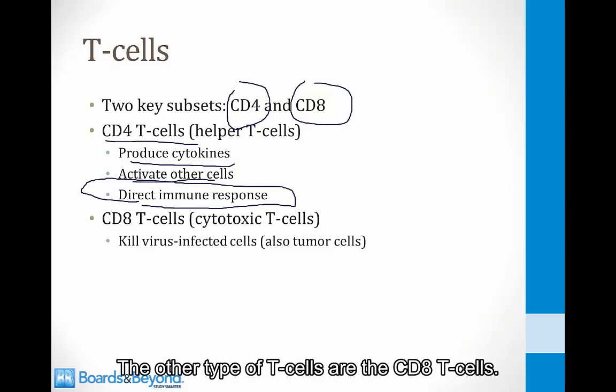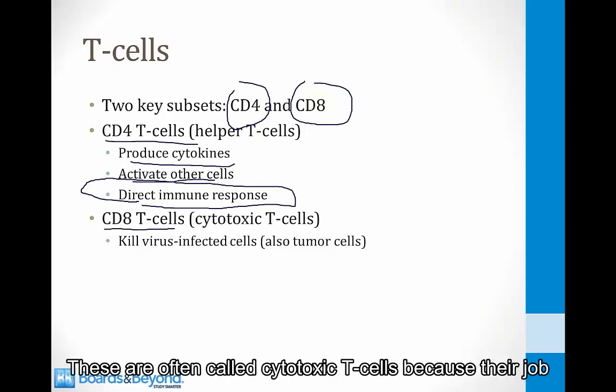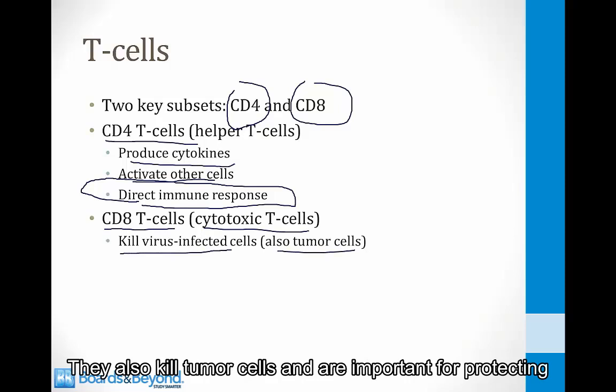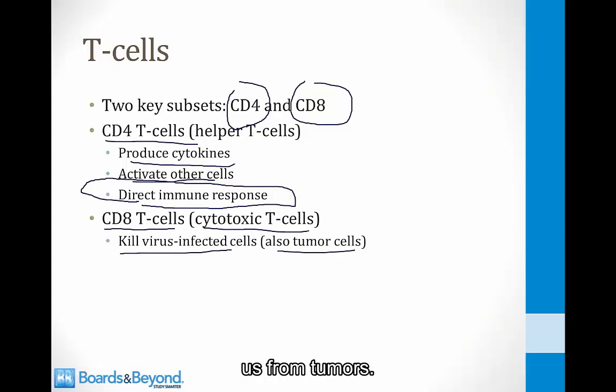The other type of T cells are the CD8 T cells. These are often called cytotoxic T cells because their job is to kill virus-infected cells. They also kill tumor cells and are important for protecting us from tumors.